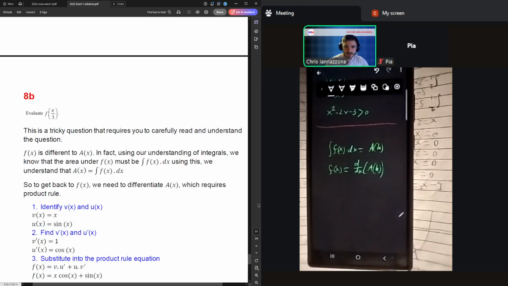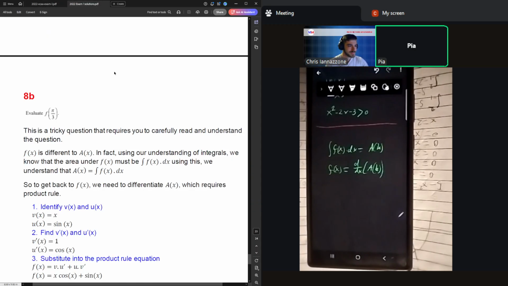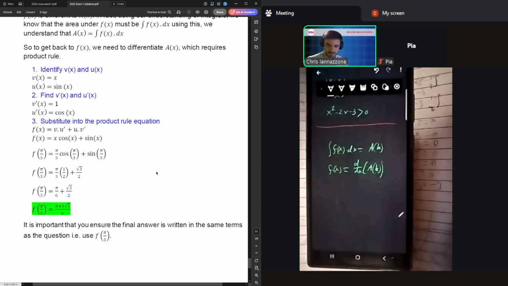So you've got your product rule all the way down at the bottom there. That gives you f of x. We got back there. Now that we have f of x, what's the final thing we should probably do? Sub in pi on 3. Yeah, that's it. Chuck in pi on 3, and then use your unit circle stuff to simplify from there.